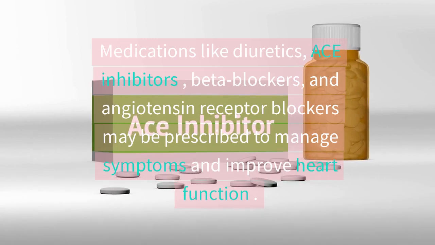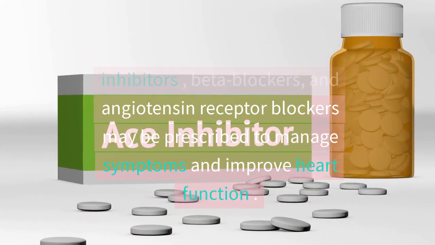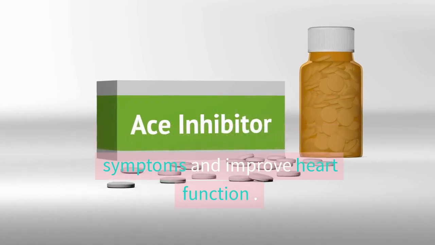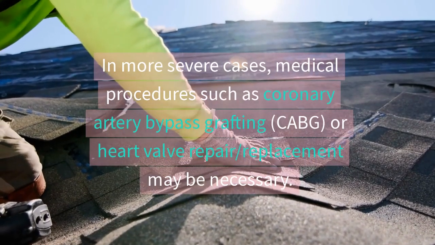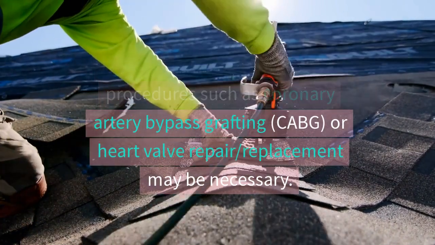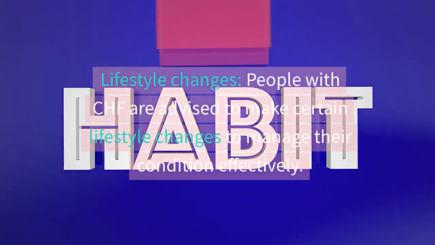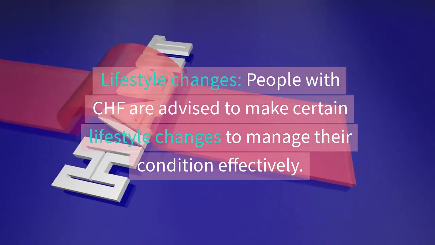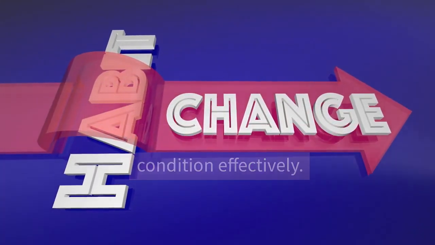Medications like diuretics, ACE inhibitors, beta blockers, and angiotensin receptor blockers may be prescribed to manage symptoms and improve heart function. In more severe cases, medical procedures such as coronary artery bypass grafting, CABG, or heart valve repair, replacement may be necessary. Lifestyle changes. People with CHF are advised to make certain lifestyle changes to manage their condition effectively.